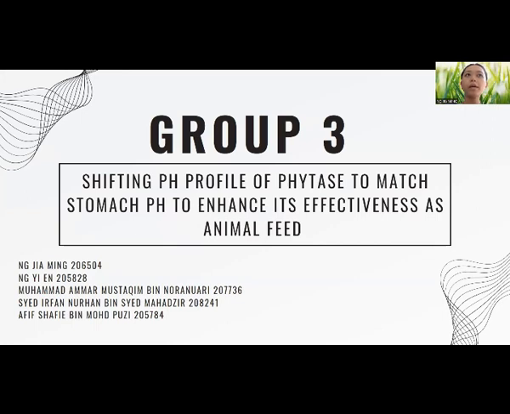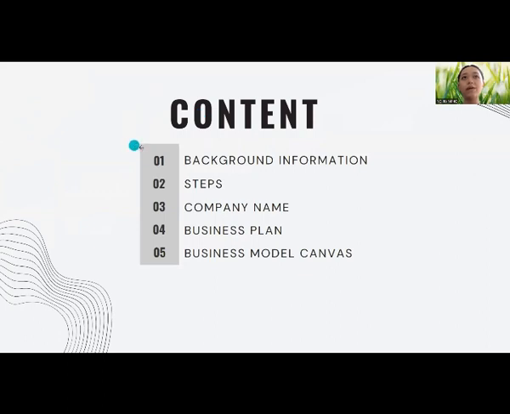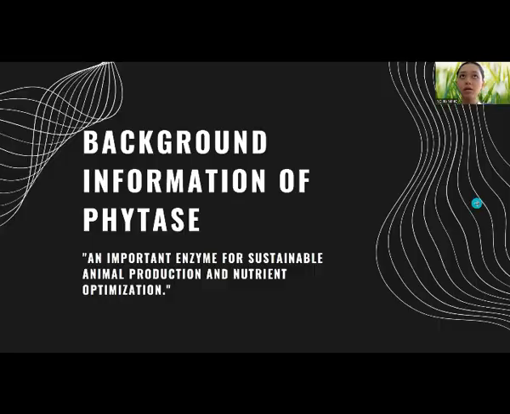Our topic will be shifting the pH profile of phytase to match stomach pH to enhance its effectiveness as animal feed. Our group consists of me, Jiaming, Yian, Ama, Sai, and also Afif. First, we will start with background information, followed by steps, company name, business plan, and lastly, business model canvas.